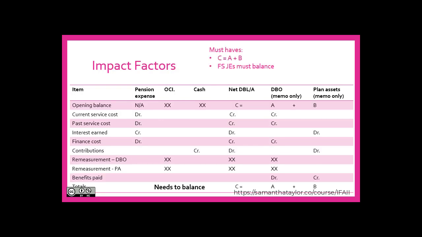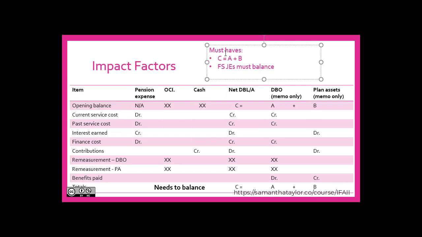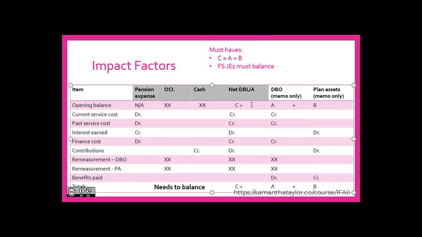Let's look at the important factors, the items that could go through this pension worksheet, and let's look at them line by line. First, we start off with the opening balance. And before I get into this, actually, I want to explain how this chart will work. We have two must-haves. And even before then, we have our on-balance sheet or on-financial statement, because this is a balance sheet. We have our on-balance sheet entries and items, and we have our off-balance sheet, our memo only.